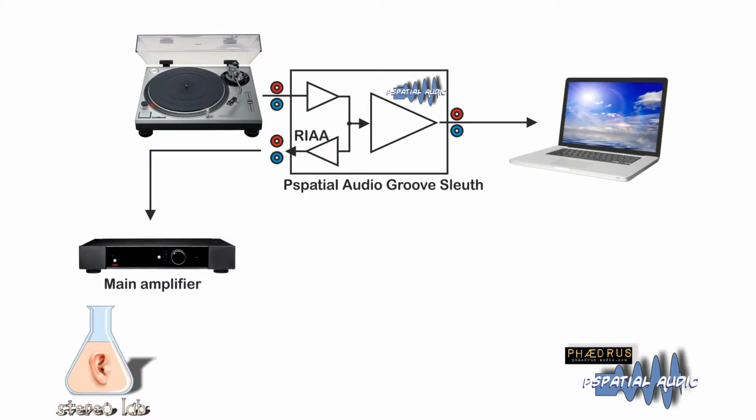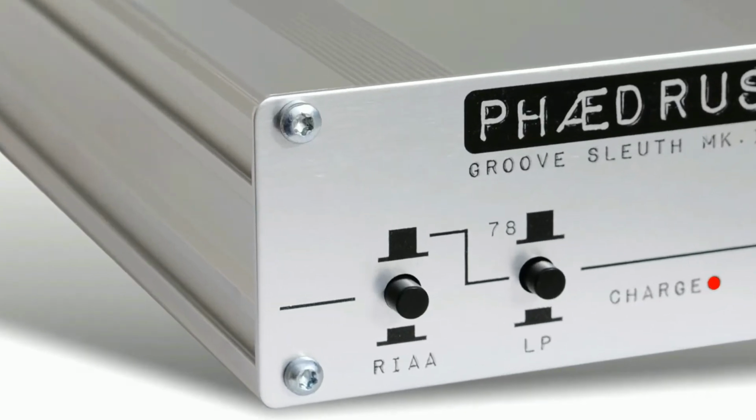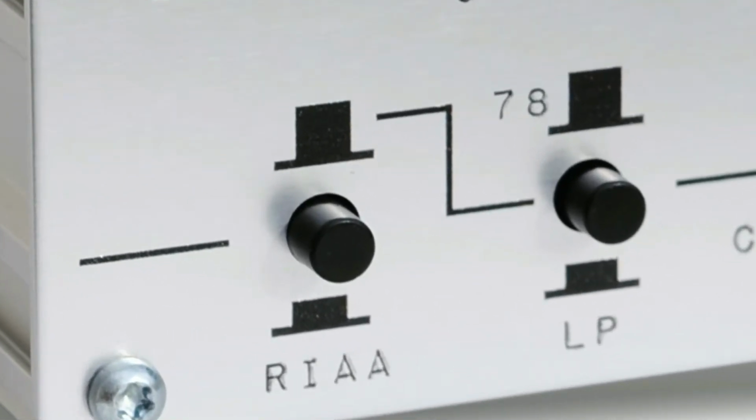Now for those without an existing phono preamp, the Groove Sleuth may be purchased with a line output option. So there we are, that goes to the computer and the signal then equalised goes back to the main amplifier. Because Spatial Audio's Stereolab software has its greatest application in equalising the many recording characteristics of historical recordings, it was felt helpful to incorporate limited variable equalisation in the hardware preamplifier.